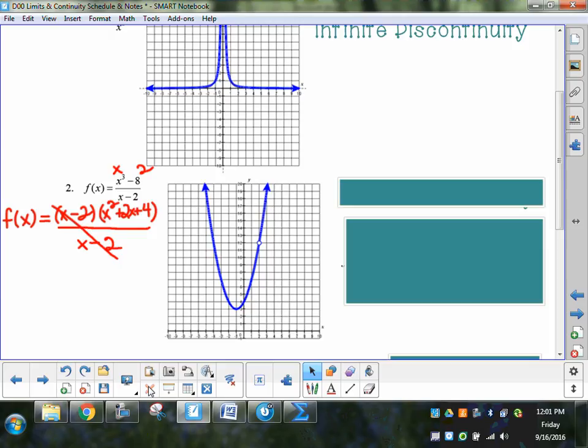Well, here's what we'll say. By the way, let's identify the type of discontinuity that we have. Sierra, what type of discontinuity do we have? A hole in the graph. Is that removable? Yeah. We just need to plug it with something.